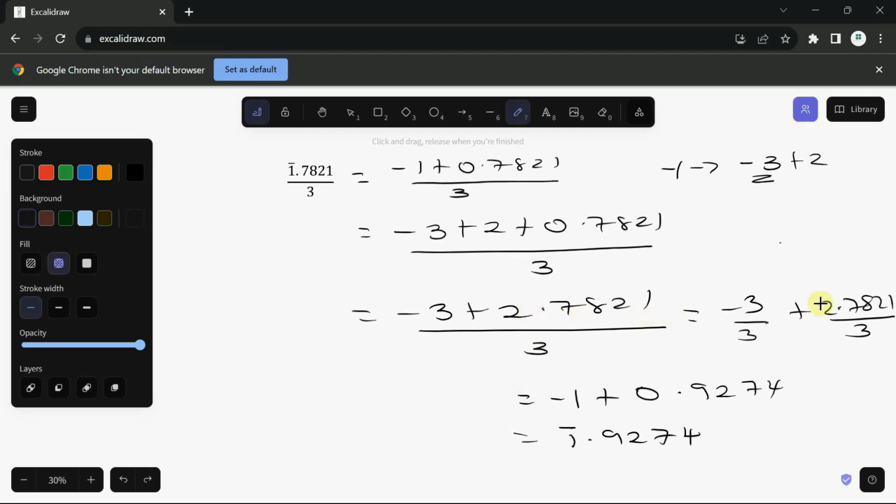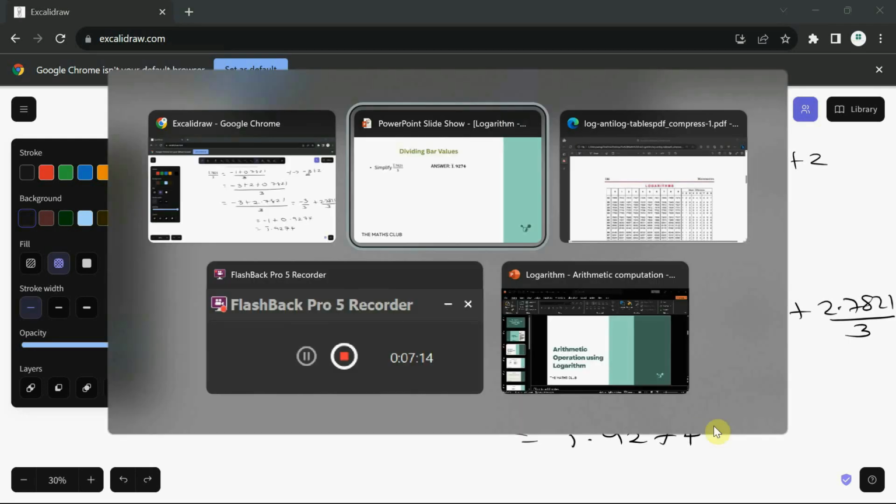I now split this into 2. So minus 3 divided by 3 is minus 1, and 2.7821 divided by 3 is 0.9274, right? Now that I have it back in this minus 1 plus this thing, but in a smaller version, my answer now is about bar 1.9274. I know that it can be a bit strange, but the more we practice, the more we get better. Let's go to the next question.